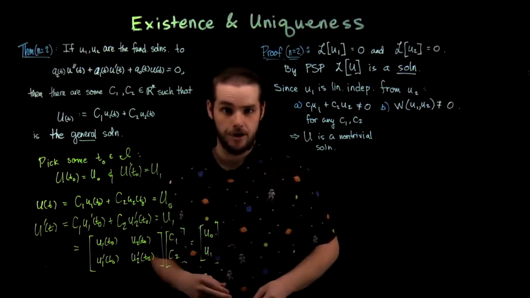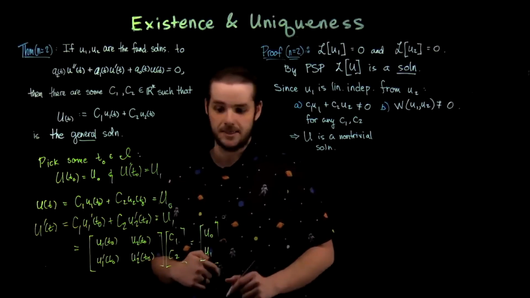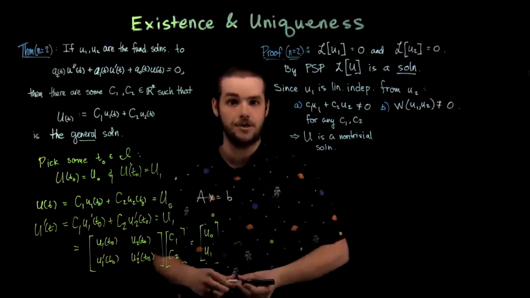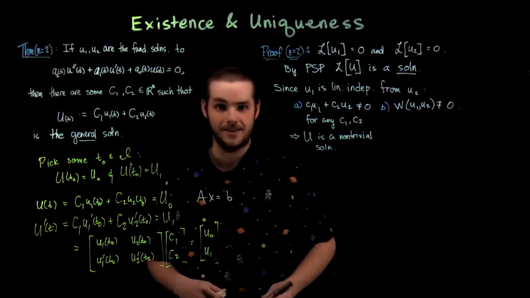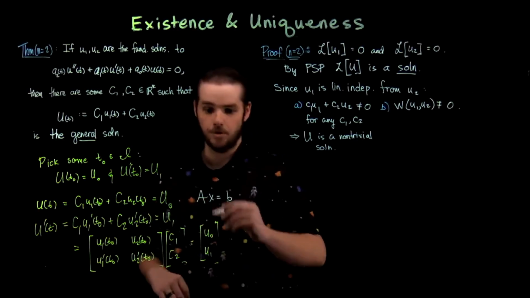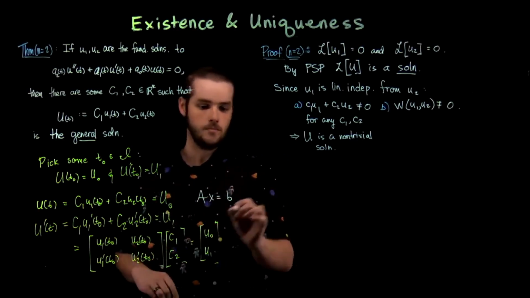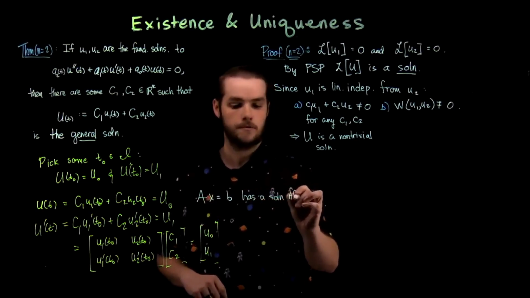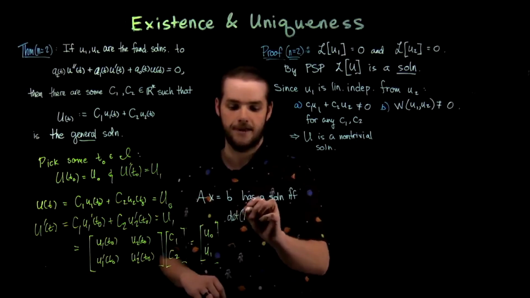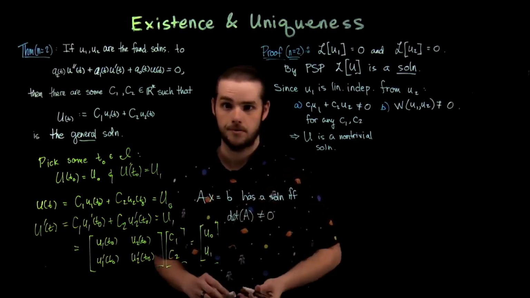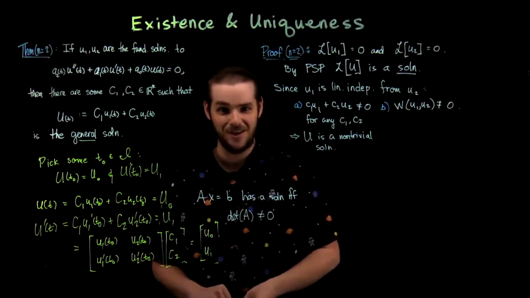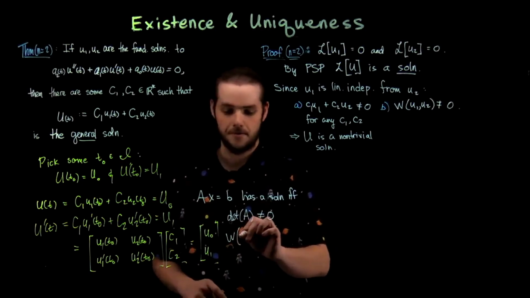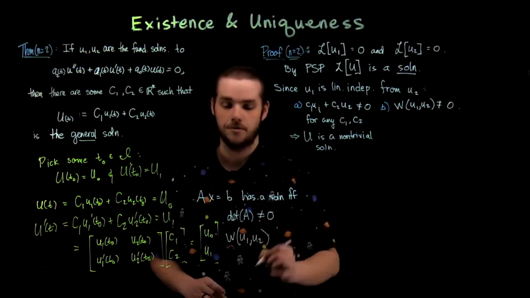So, if you recall from linear algebra, the system Ax equals b is uniquely solvable if A is invertible. And A is invertible if and only if the determinant of A is non-zero. Does that determinant look familiar? The determinant of A is the Wronskian of U1 and U2.